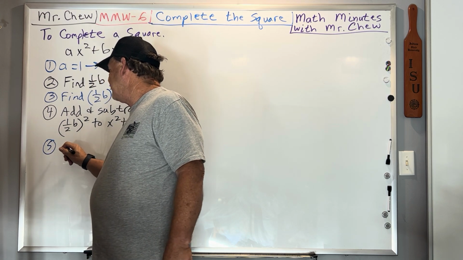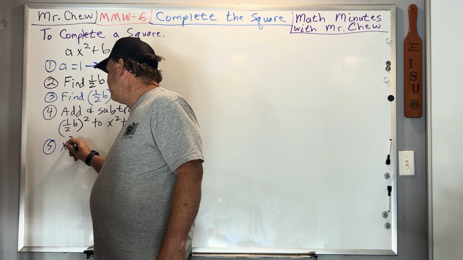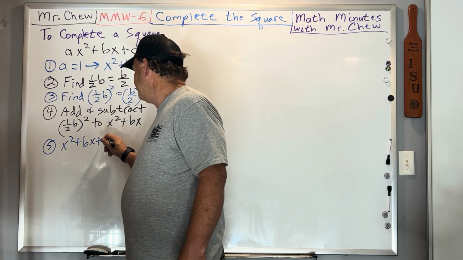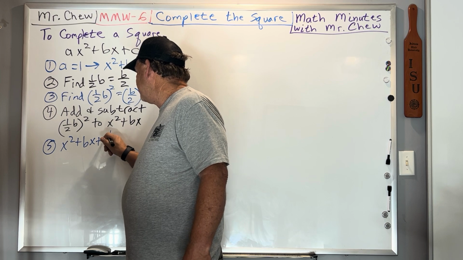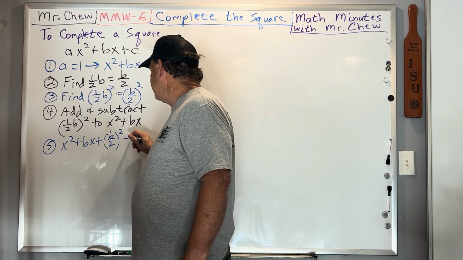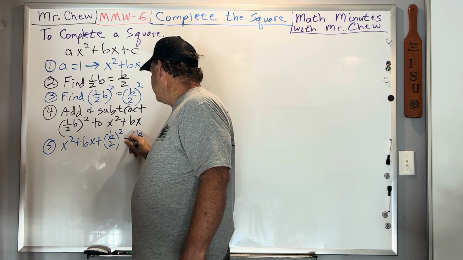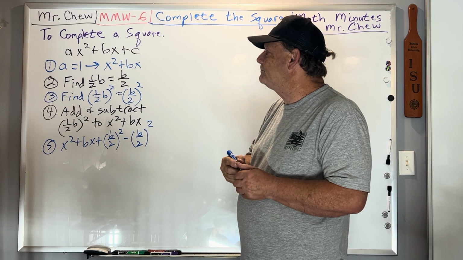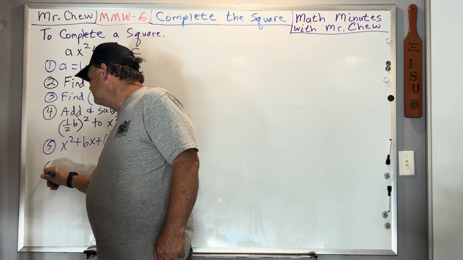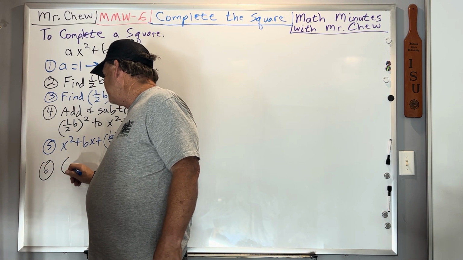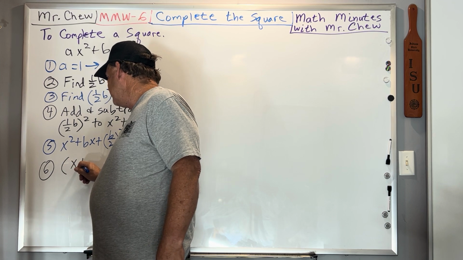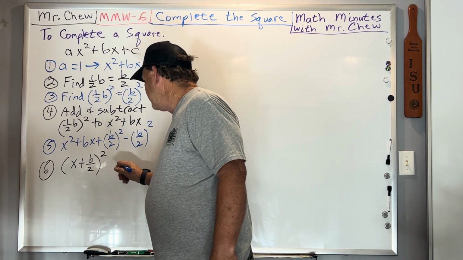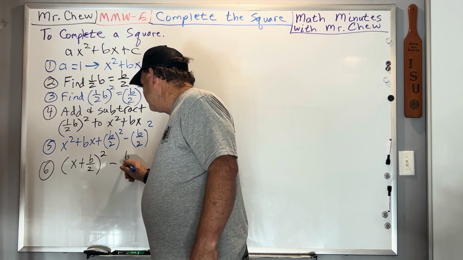you have written it like this: x squared plus bx plus b over 2 squared minus b over 2 squared. And then when you have written it like that, then I can break this apart into x plus b over 2 quantity squared, and then it's going to be minus this b over 2 squared term here.